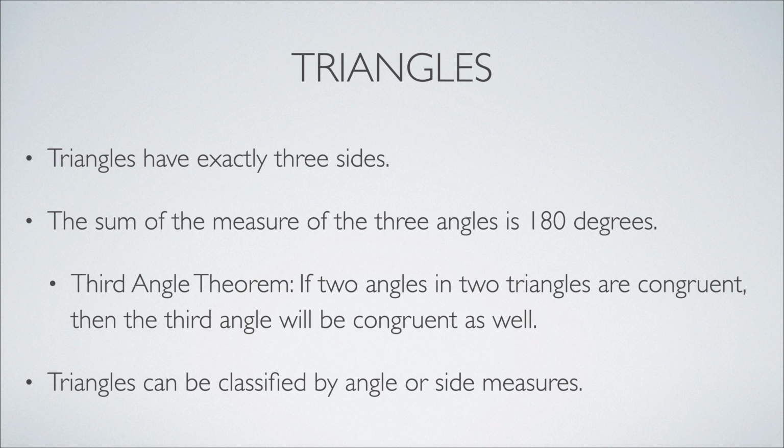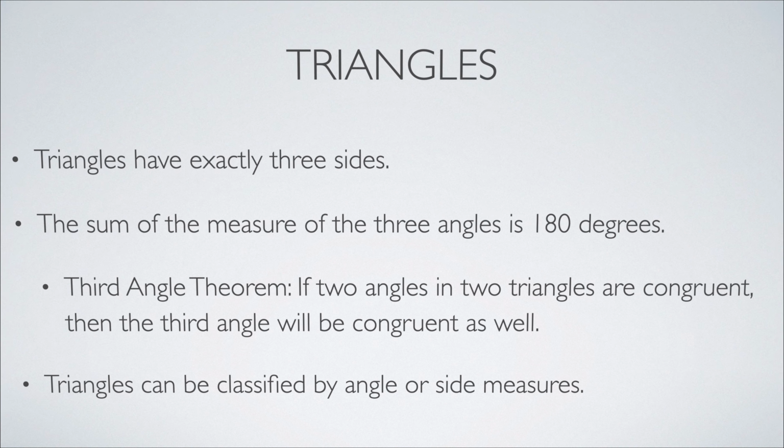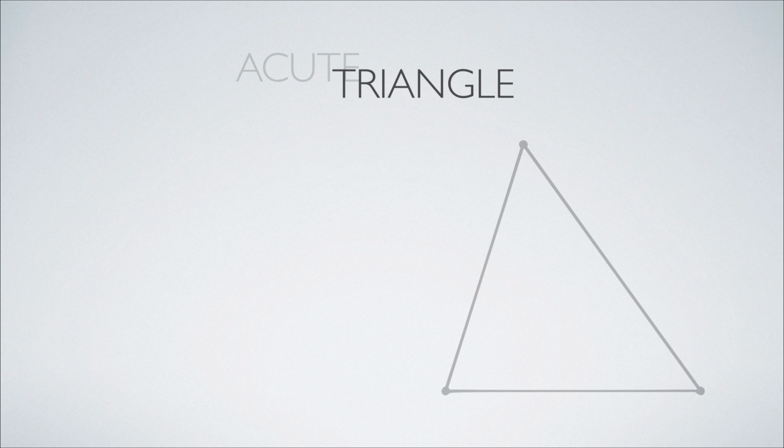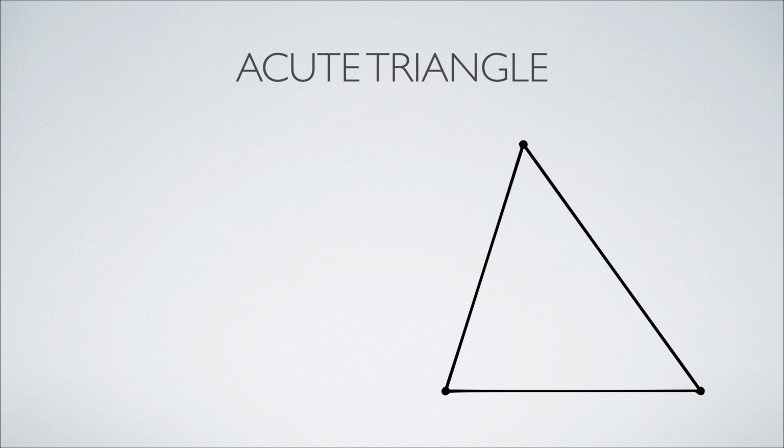Triangles can be classified by either angle or side measures. So let's start by classifying by angles. First, we have the acute triangle. And what an adorable little triangle that is. That's right. All angles in an acute triangle measure less than 90 degrees because all the angles are acute.